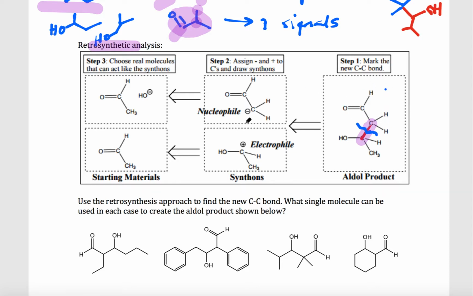So that means that that did not react. It was the alpha carbon that reacted. So this piece of it was my nucleophile. And so that's the nucleophile I'm imagining is the enolate ion.